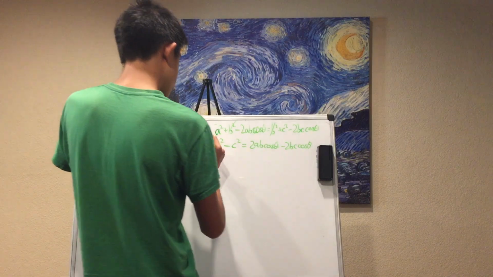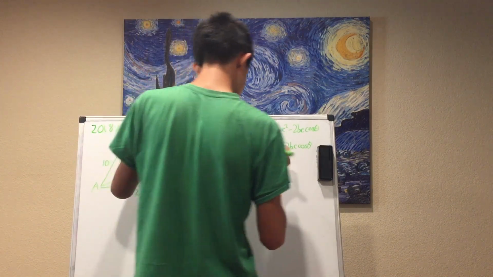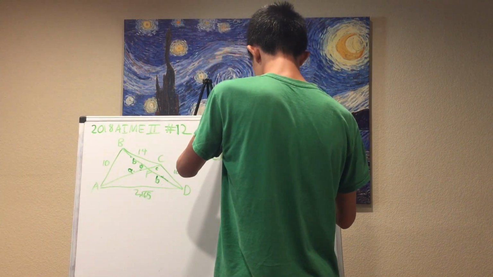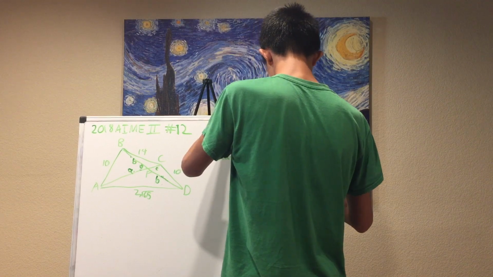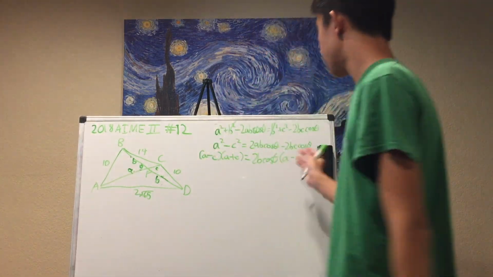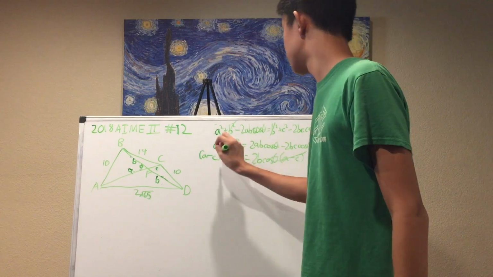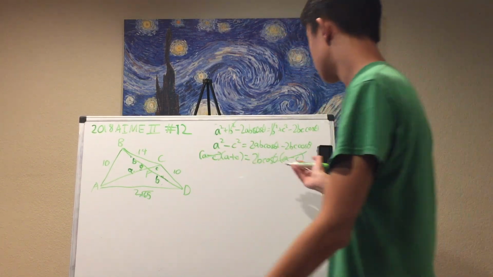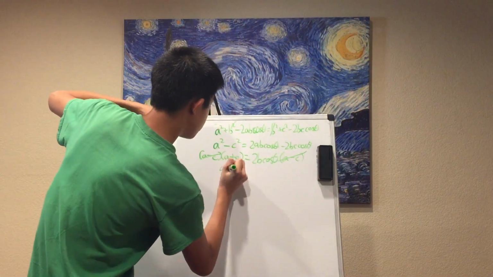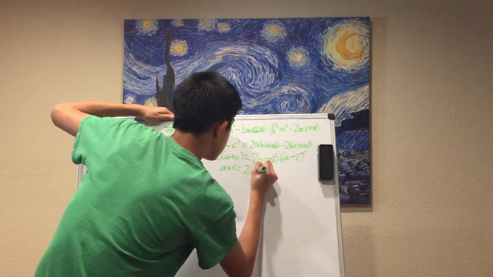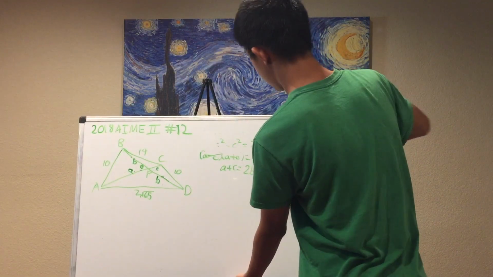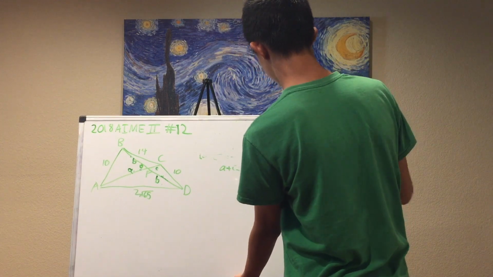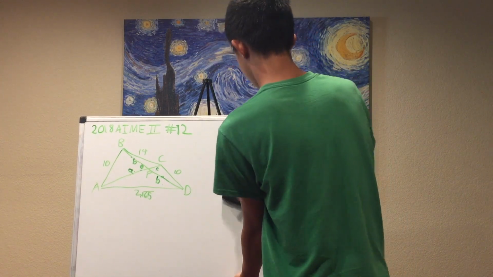So now look at this. This is a difference of squares, and we can also factor this as 2B cosine theta times A minus C. Well, since A isn't equal to C, we can just cancel this out because it's not 0. So we basically get A plus C equals 2B cosine theta. Okay, so we have one equation, A plus C equals 2B cosine theta.